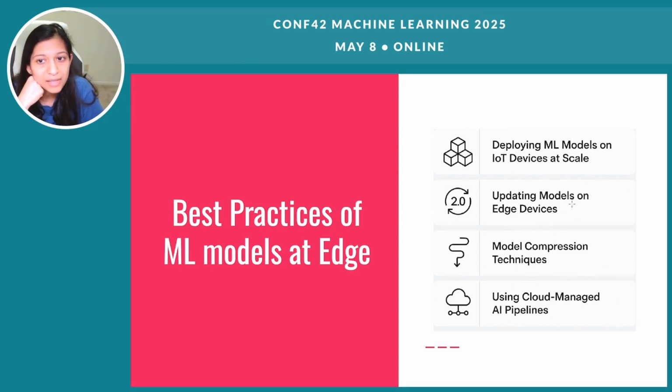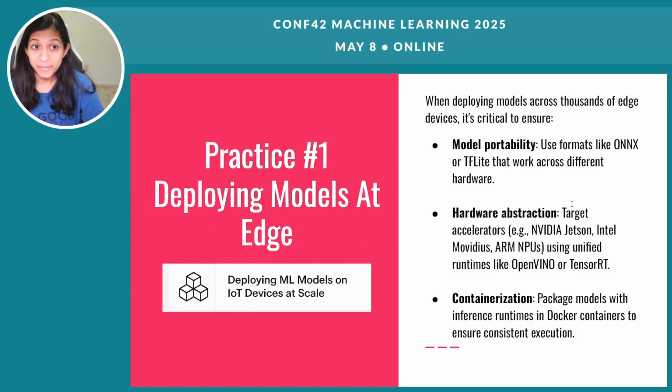And the second one is updating models on the edge. How do you do it if there is a new version of the model that is available? How we can ensure that you are following the best practice for that. And also you use model compression techniques, which will reduce the model size and then ensure that it is used for the scenario in hand. And also last but not the least, using AI pipelines. The cloud is not completely out of the picture, but you can still use it for your other purposes, which we'll get into. So the first practice which I want to cover is how to deploy models at the edge.